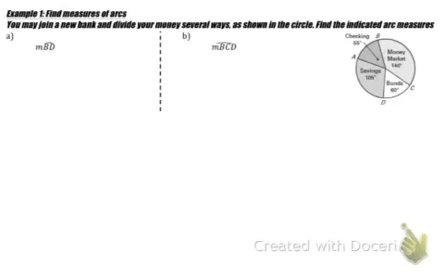Okay, let's do an example of the arc addition postulate. You may join a new bank and divide your money several ways as shown in the circle. Find the indicated arc measure. So starting with the measure of arc BD.